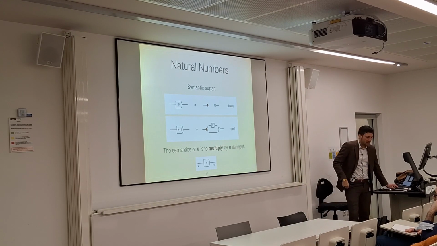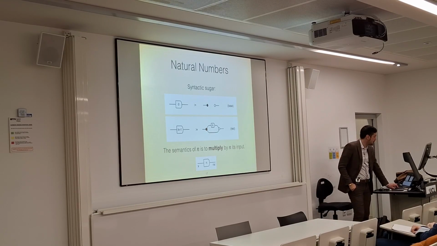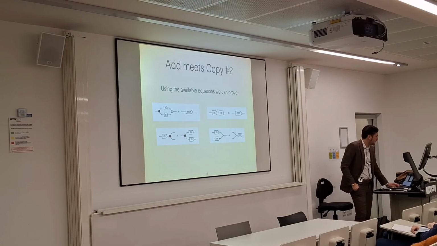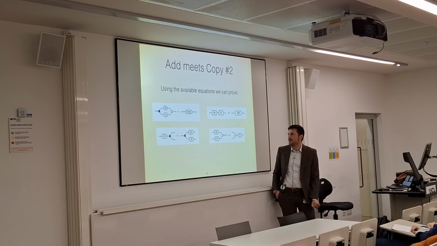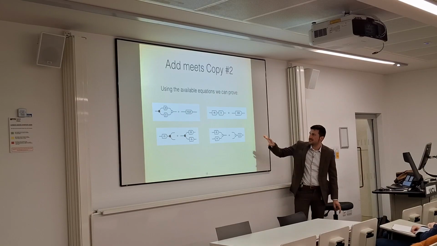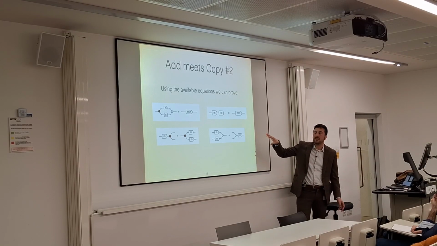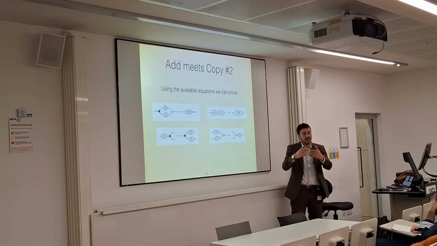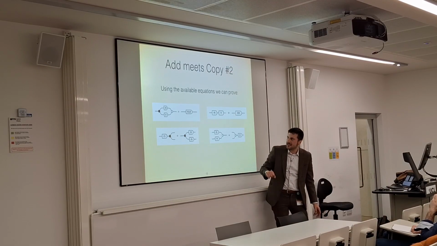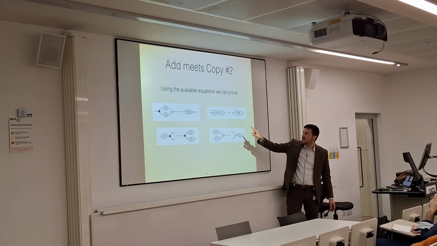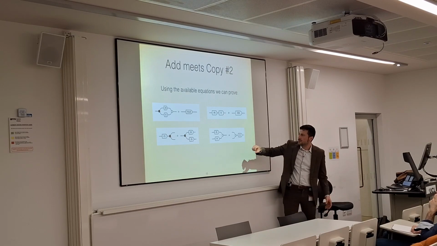So you see we already were able to encode natural numbers without adding them, just by representing them using copy and discard. There are some other equations that now we can prove based on the equations we had before. Notice these are derivable equations, namely we don't need to introduce them, but we can derive them from the previous ones. The first is saying that we can sum two numbers.